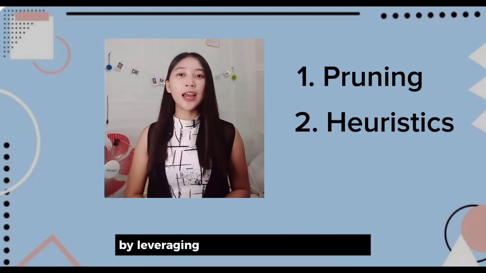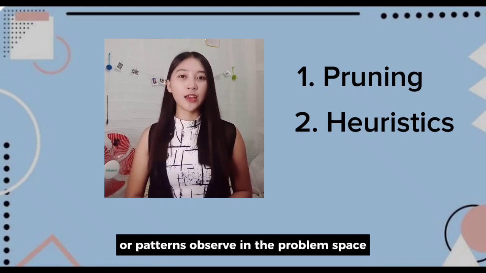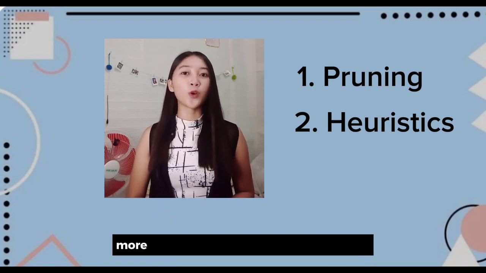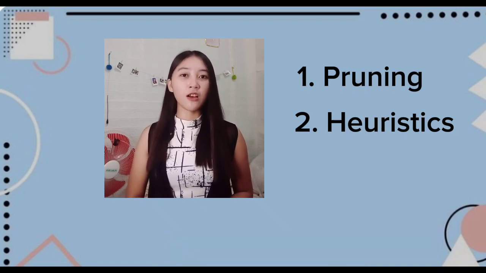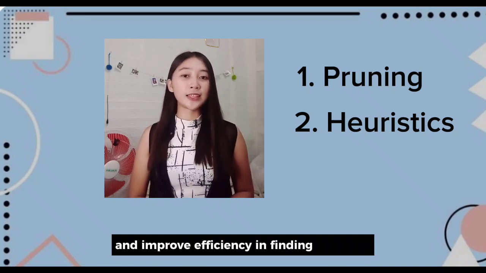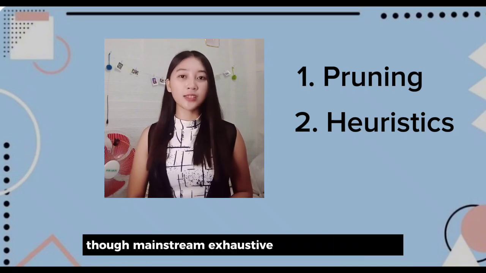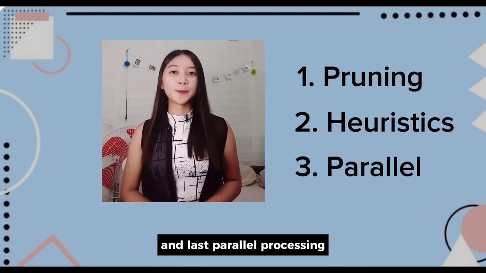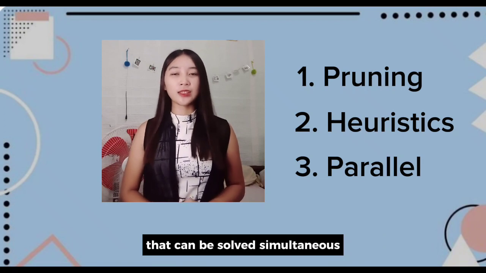By leveraging domain-specific knowledge or patterns observed in the problem space, heuristics help the algorithm focus its efforts on areas more likely to lead to the desired solution. This selective exploration often leads to faster convergence and improved efficiency in finding solutions, especially in complex problem domains where exhaustive search is impractical. And last, parallel processing: split the problem into smaller sub-problems that can be solved simultaneously.